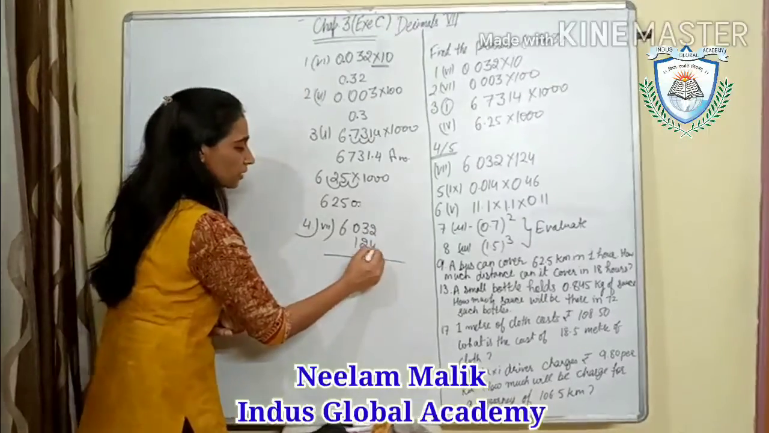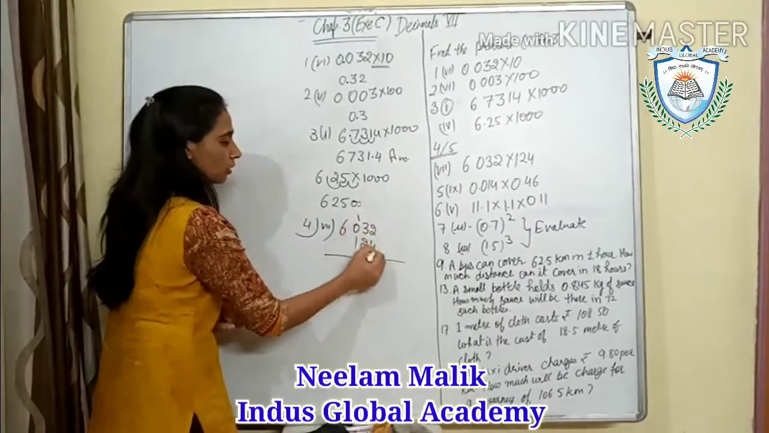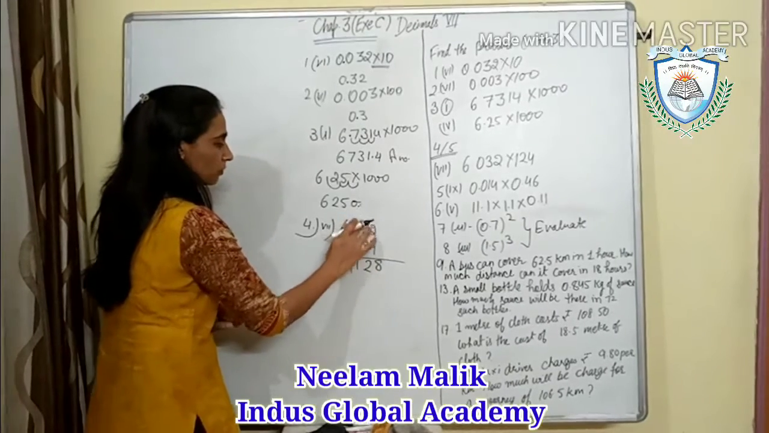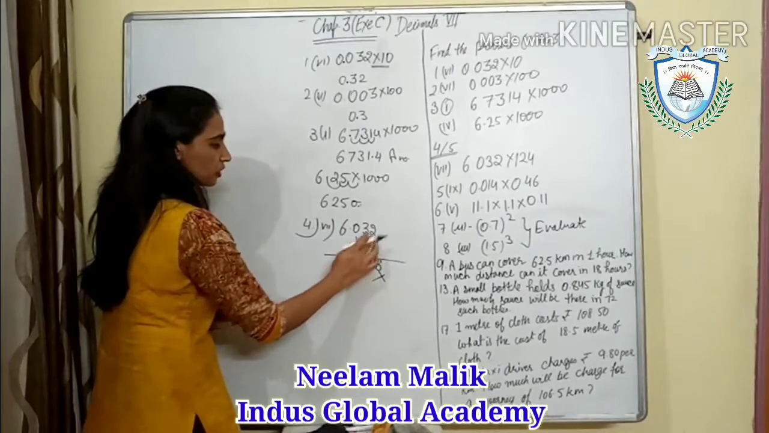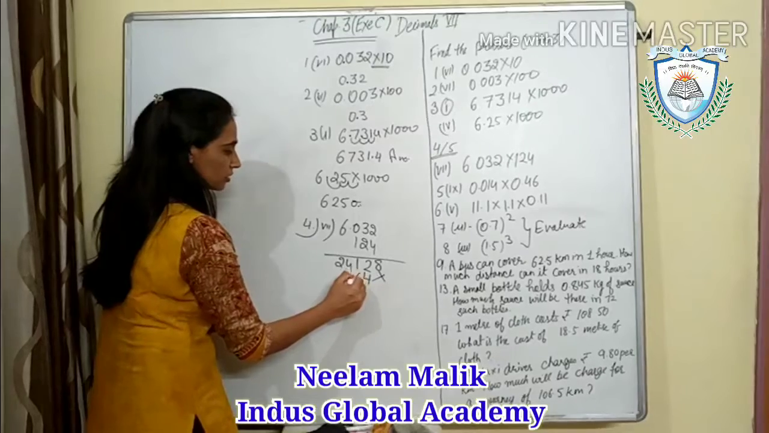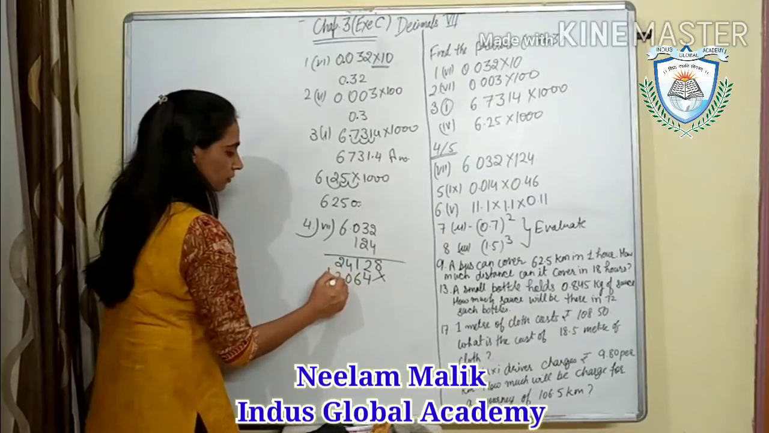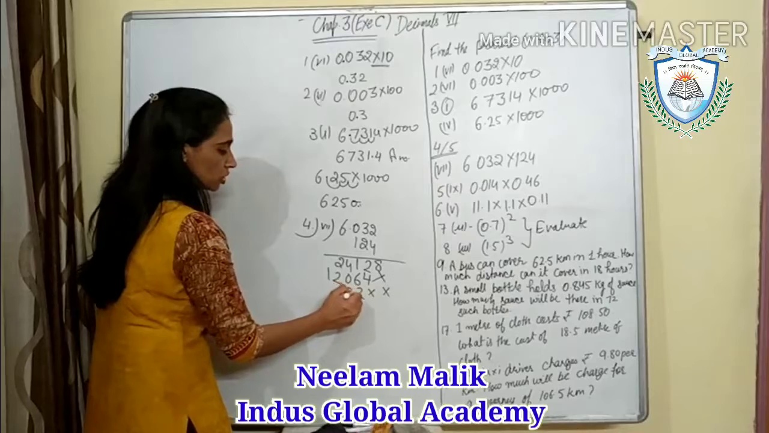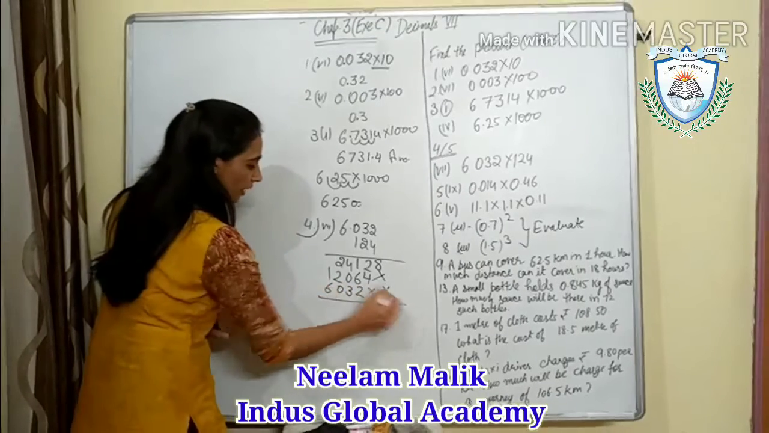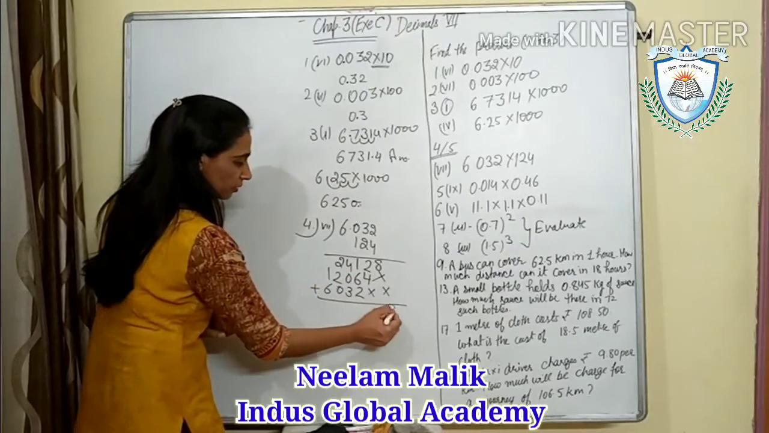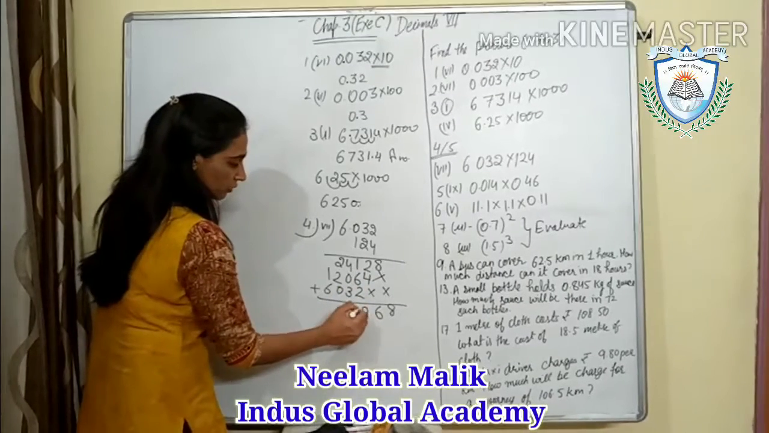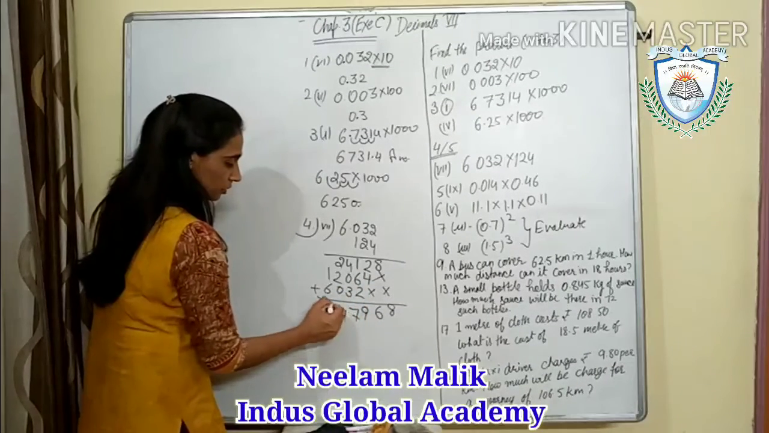So do the multiplication. 4 2s are 8, 4 3s are 12, 1 4 0, then 4 6s are 24. Now 2 2s are 4, 2 3s are 6, 0, 12. Now we have to do with 1. So 2 3 0 6. Now add all this. 8, 6, it will be 8, 1, 9, here will be 7, this is 4, 7.